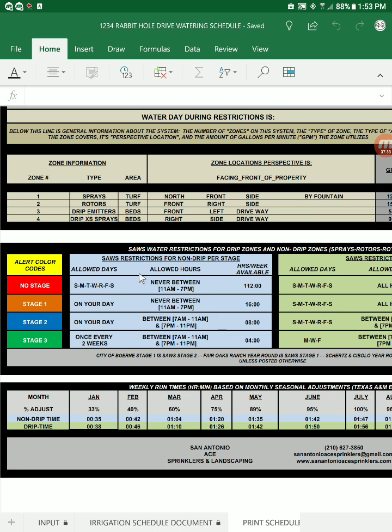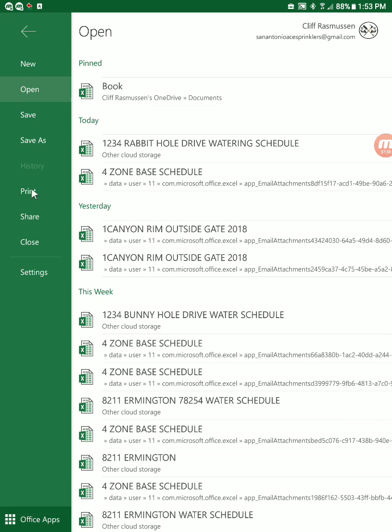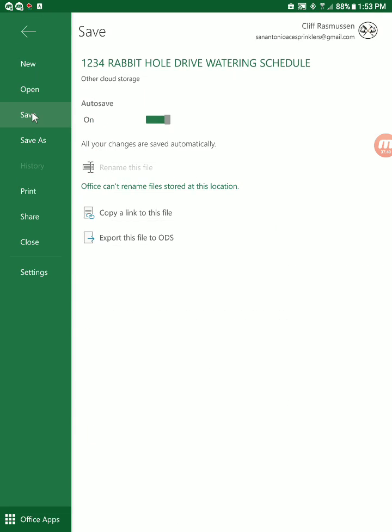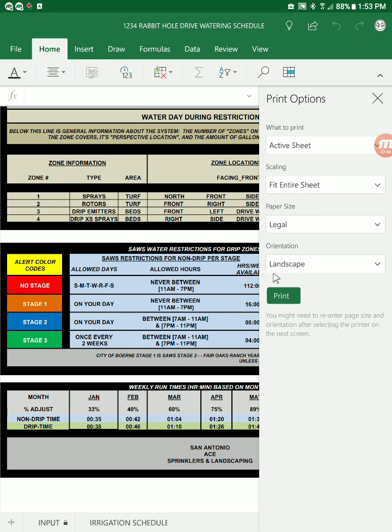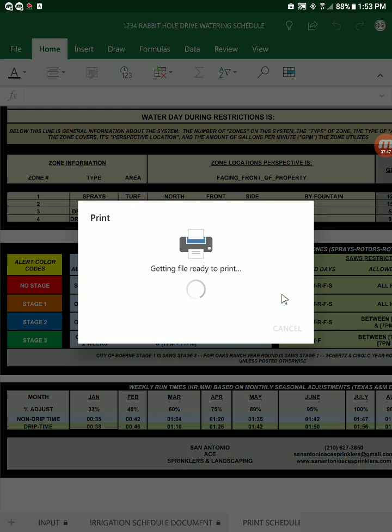Okay, so at this point I'm finished with my schedule. It looks good. This is covered in the other video. It auto saves, but I might want to make sure I hit save. I'm going to go back into my print. I'm going to make sure I got legal, I got landscape, and I'm going to hit my print document.